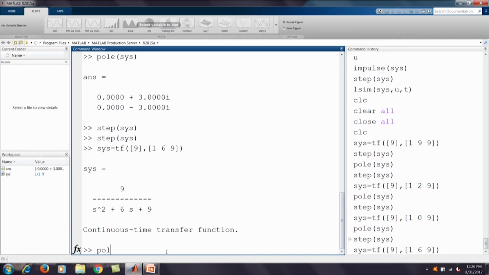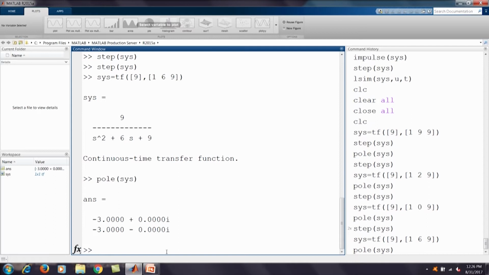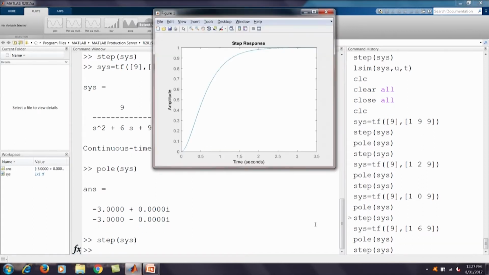So we get the poles of this system. The imaginary part is 0. Both the poles are on the real axis and they are equal. So this is the critical damping case, and if we see the step response of the system, we will get this response. So this is the critical damping response.